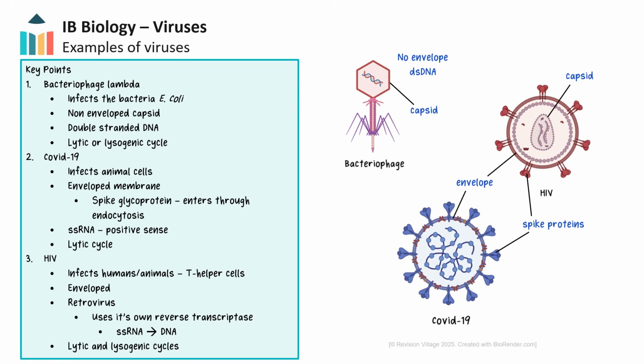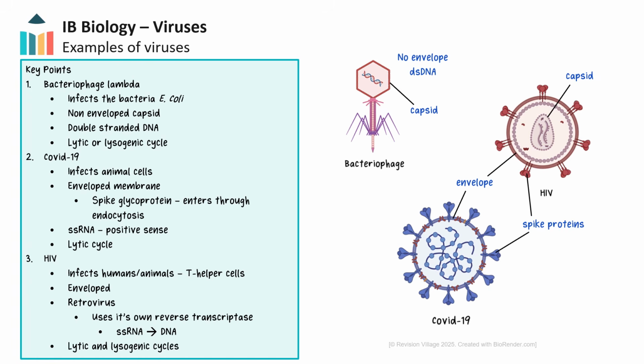Although viruses have many similarities, they also display a wide range of differences, as illustrated by these three examples. For instance, the bacteriophage lambda infects the bacterium E. coli and has a non-enveloped capsid with double-stranded DNA. It can infect its host cell by either a lytic or lysogenic cycle.